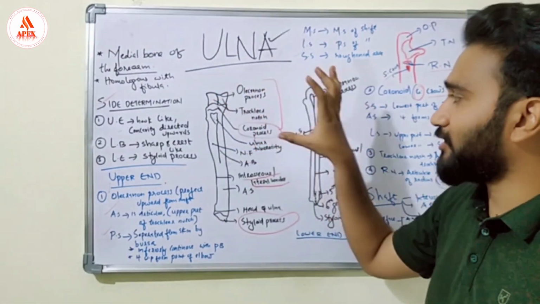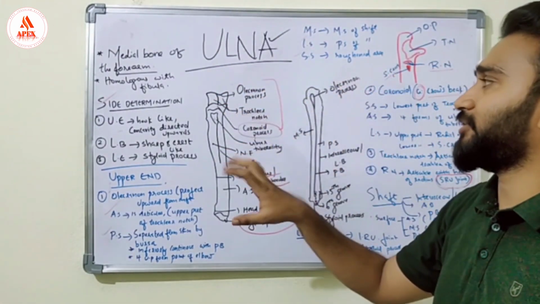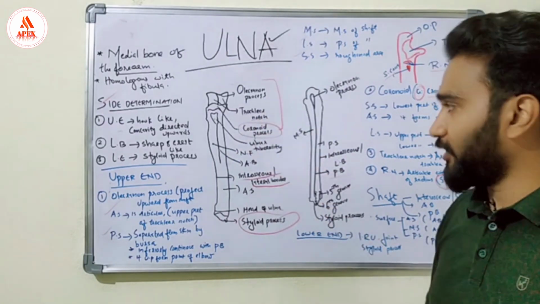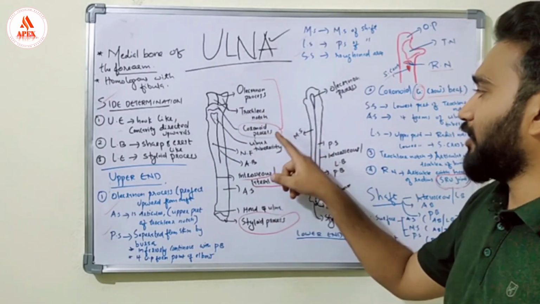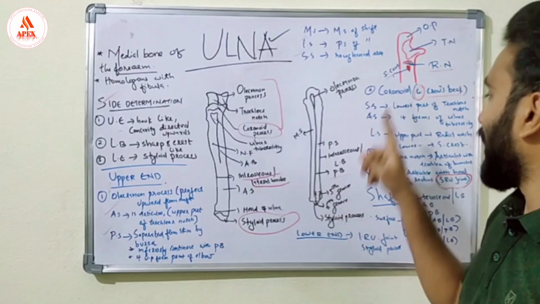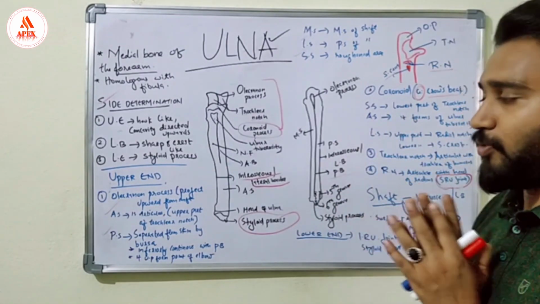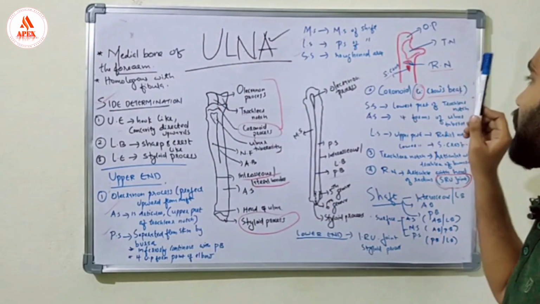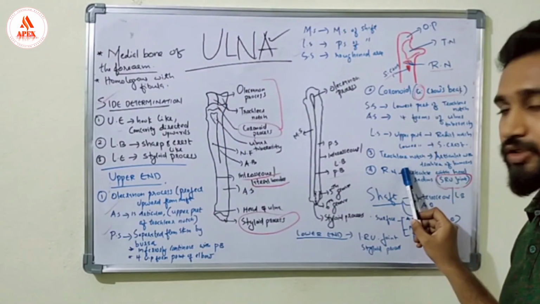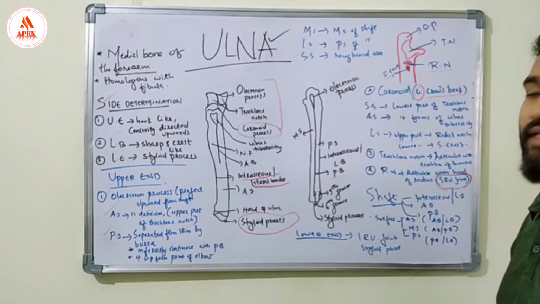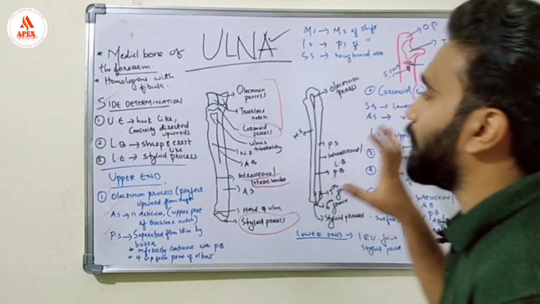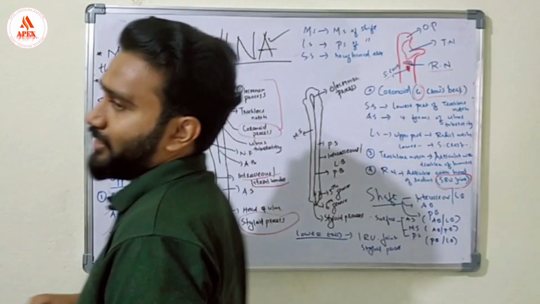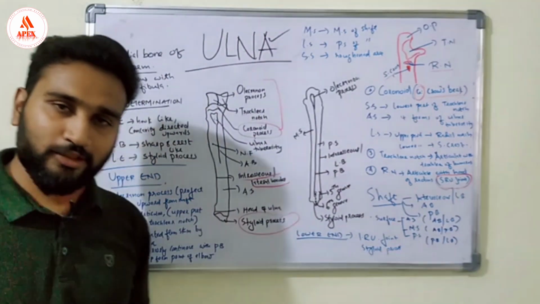So what are the features of upper end? The main features of upper end are olecranon process, then the trochlear notch. Here we have the coronoid process, then the radial notch. These four important things we want to discuss. Olecranon process, second coronoid process, third the trochlear notch, and fourth the radial notch. These four important points we want to discuss while discussing upper end. Let's discuss one by one in detail.